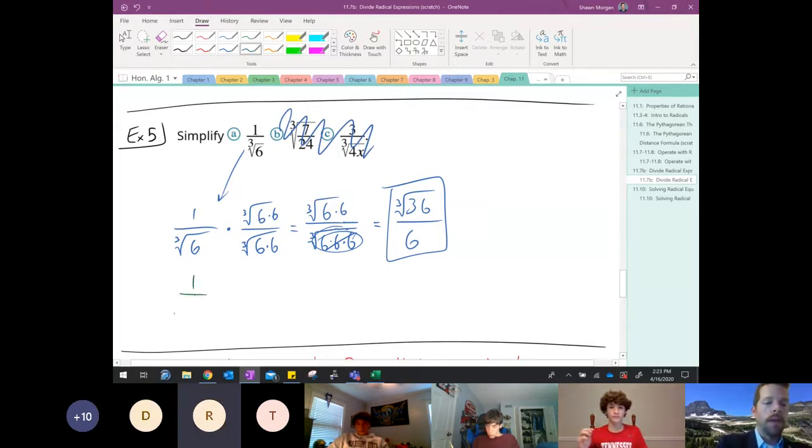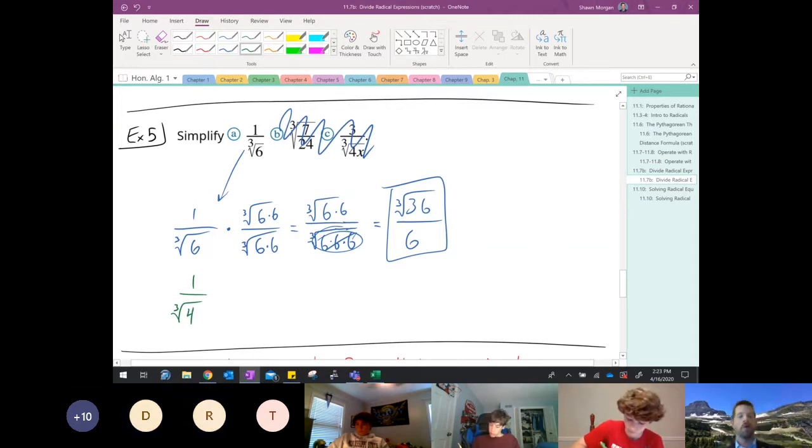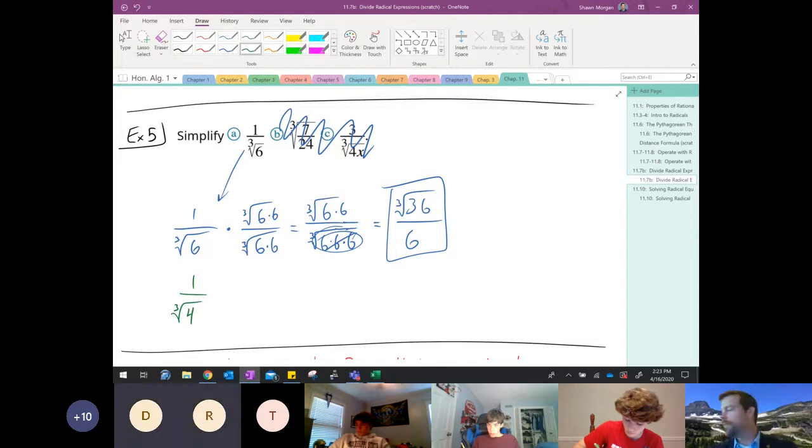Real simple right here. What about 1 over the cube root of 4? 1 over the cube root of 4. What would it take there, Thomas, to satisfy the jailer? In other words, to get that radical out of the denominator?